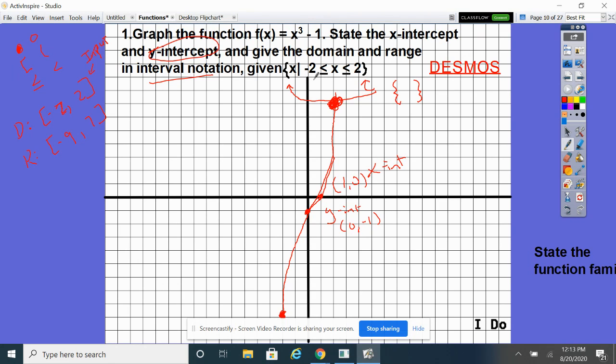So we changed it from set builder notation over to interval notation. We've identified the y-intercept, the x-intercept, and we figured out what the line looks like in between the values of -2 and 2 for the domain.